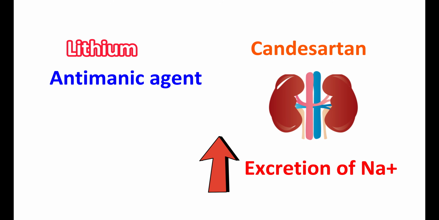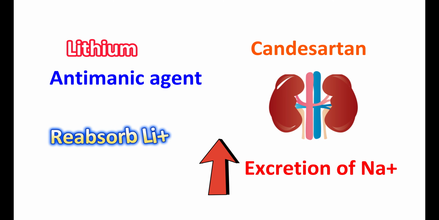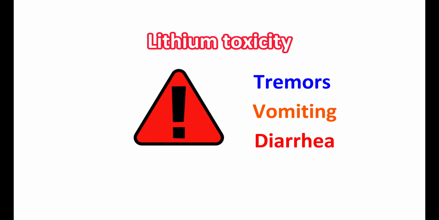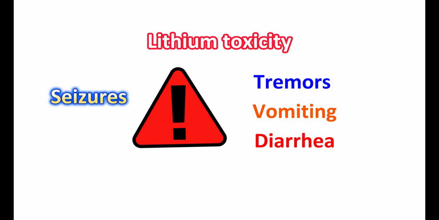To restore this condition, the body tries to reabsorb the lithium because both lithium and sodium are monovalent cations. So in the presence of ARBs, lithium is more reabsorbed into the body, leading to more retention and accumulation of its levels in the body. This results in lithium toxicity, leading to a few symptoms like tremors, vomiting, diarrhea, and even seizures. That's why whenever ARBs are taken with lithium, the dose should be properly adjusted.